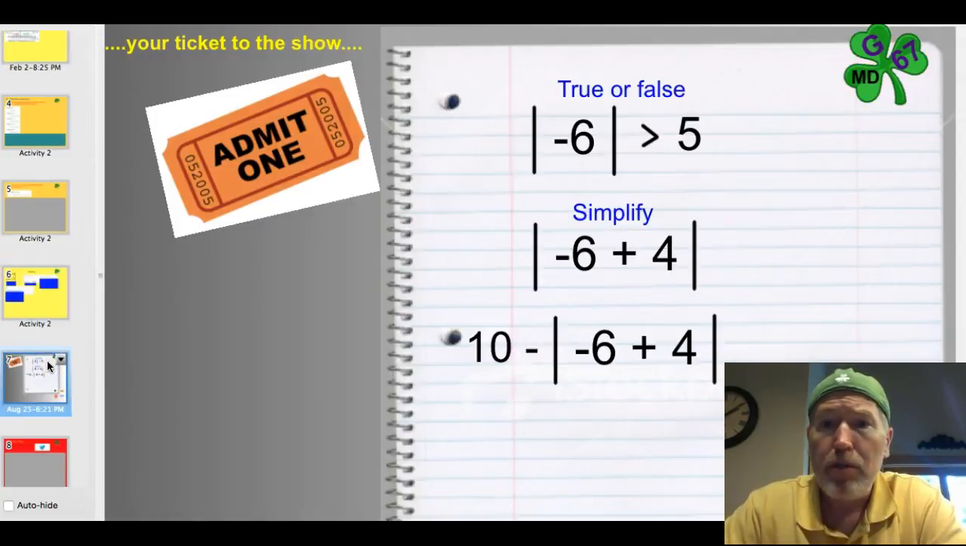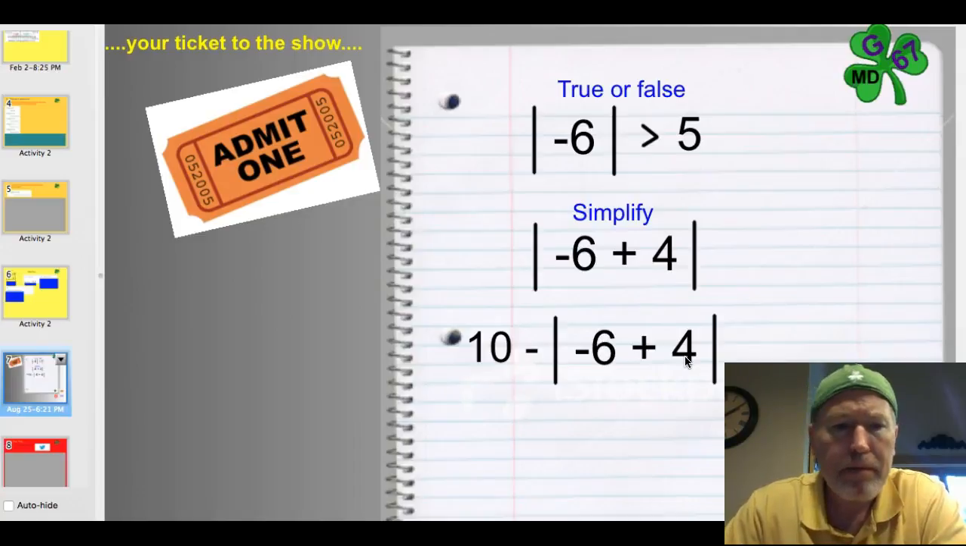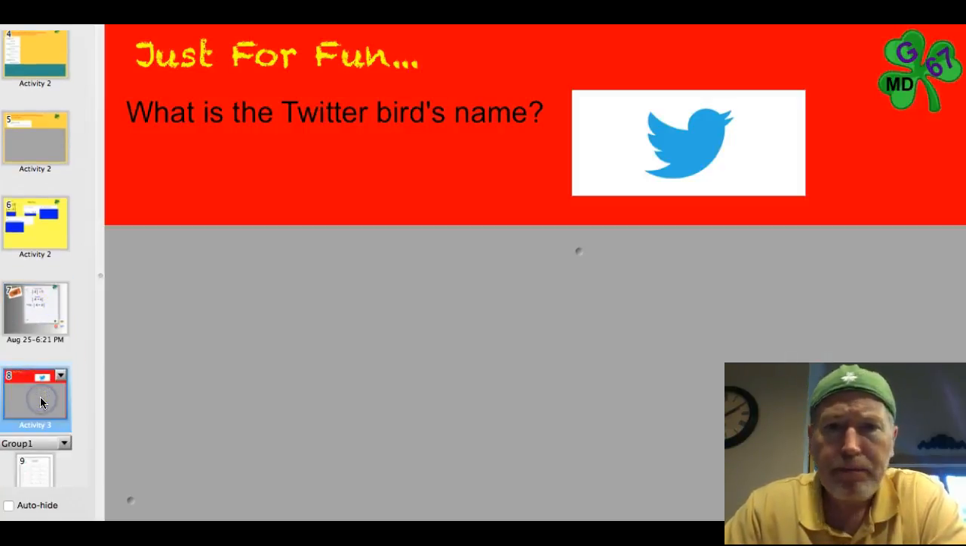A couple of simple ones here, 3 problems. First one, true or false? The absolute value of negative 6 is greater than 5. Second one, simplify this expression. What is the absolute value of negative 6 plus 4? Okay, and I'd like you to simplify this one here. We have 10 minus the absolute value of negative 6 plus 4. Remember, perform the operations inside the absolute value bars first. All right, nice work. Let's move on.